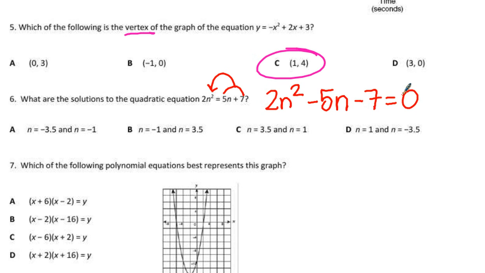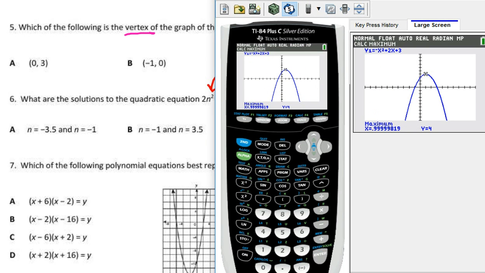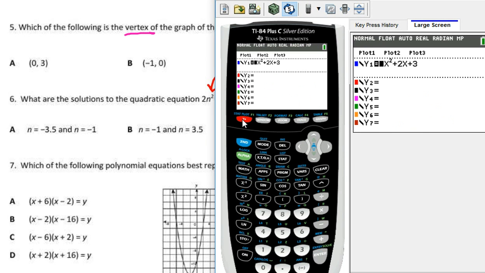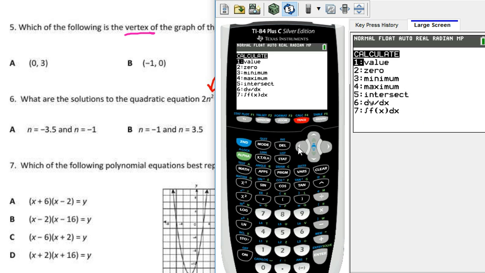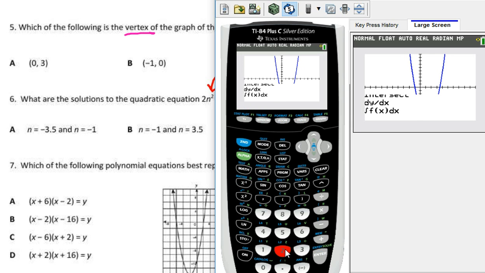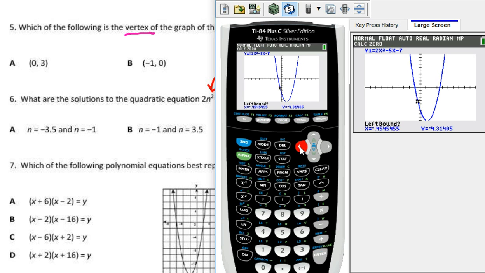If I wanted to, I could definitely go through and factor this by hand, but a safe bet would be to go ahead and pop it into my calculator and see what we got going. So I have 2x squared minus 5x minus 7. And I'm going to go look at my graph, and from there I'm going to find my two x-intercepts, and another word we call those are our zeros. So if I go to second trace, I want to find one of my zeros. So let's find this guy over here first.